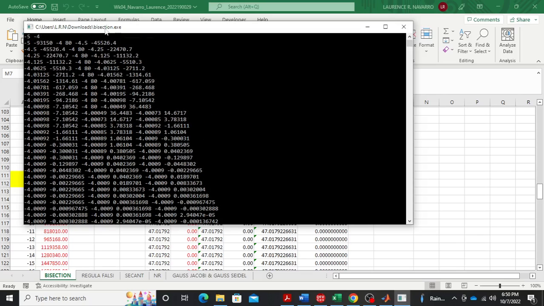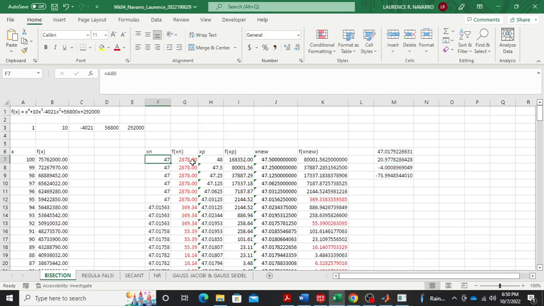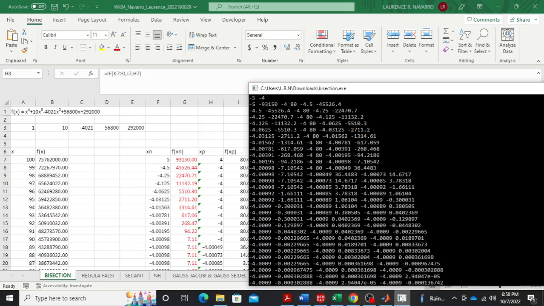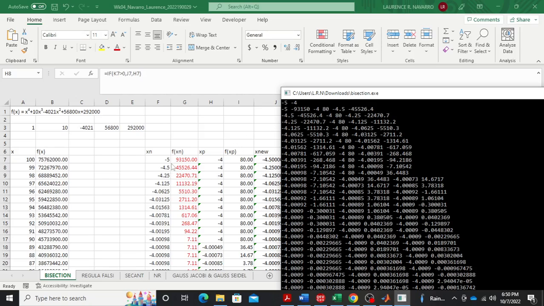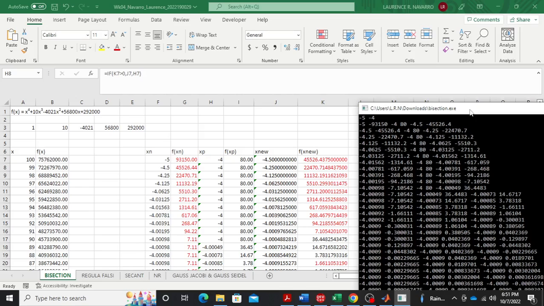As we can see here, these are the initial values, xn and xp. Then these are the tables: xn, fxn, xp, fxp, xnew, and fxnew. In comparison, they are quite close. The problem is this one is not correct up to 10 decimal places, only 3.